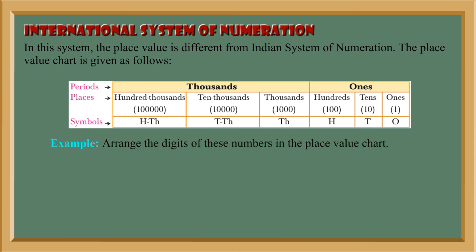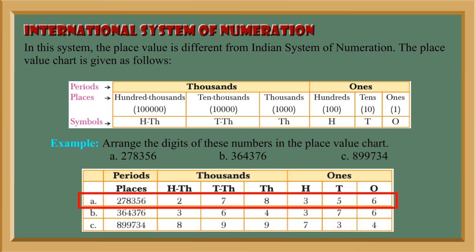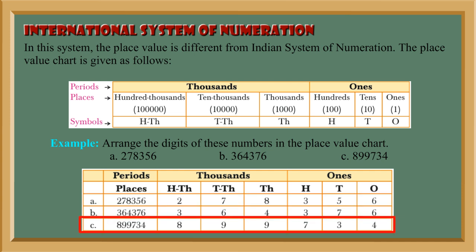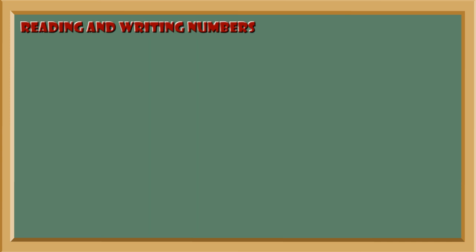Example, arrange the digits of these numbers in the place value chart. A. 278356, B. 364376, C. 899734. Reading and writing numbers.